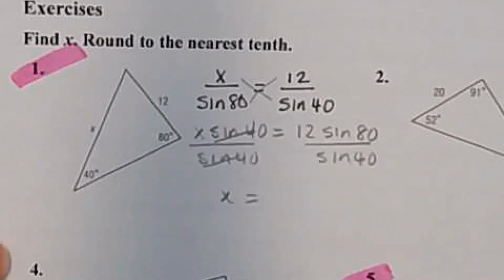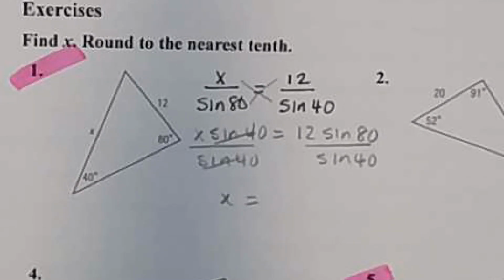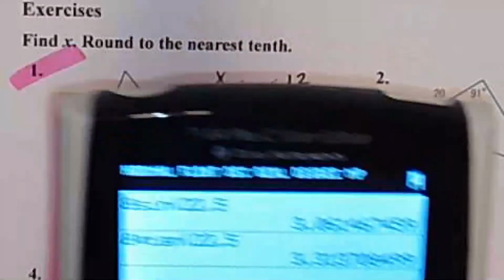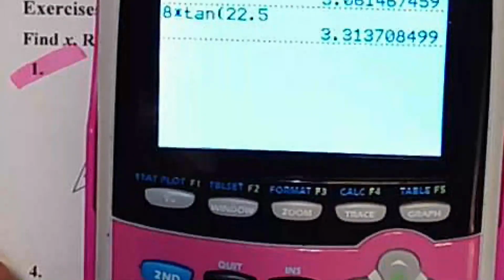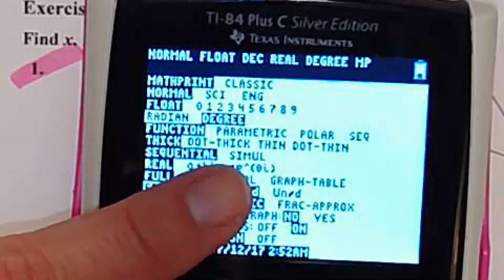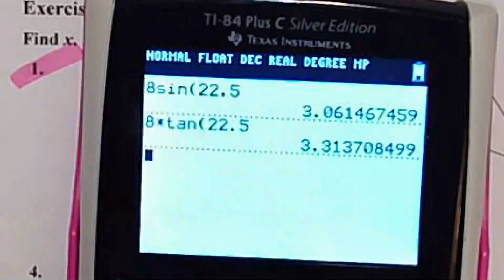And so I will show you the keystrokes for this on the calculator, and then subsequent problems, I'll just work them out and then write the answers down here for you. But remember, you need to be in degrees. Okay, so always check that on your calculator.